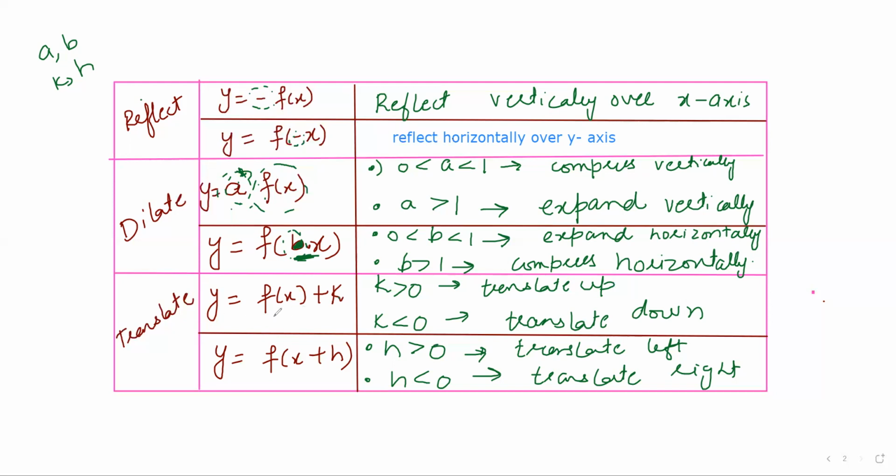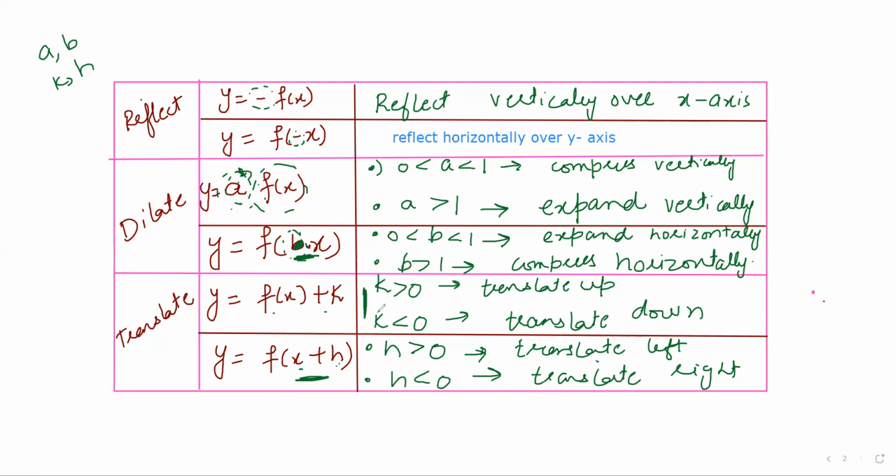Now you can see translate f of x plus k. Again, it is outside the function, so translate up or down means we are moving on the vertical axis. And x plus h inside the bracket means translate left or right, playing with the horizontal axis. So the very important thing is whenever there is an element inside the bracket with the x, you play with the horizontal axis. Whenever the function has some element outside, you play with the vertical axis.